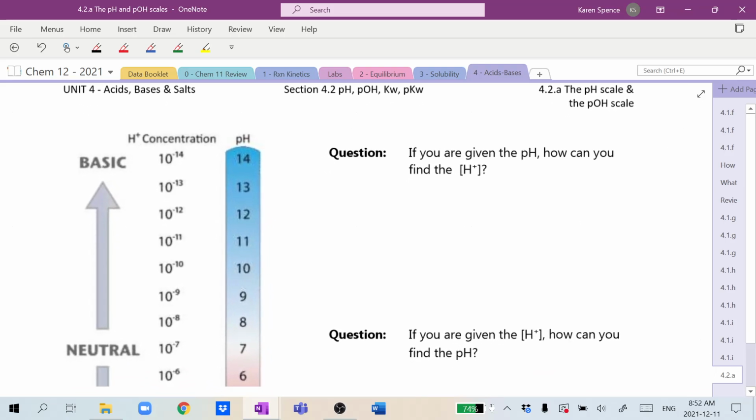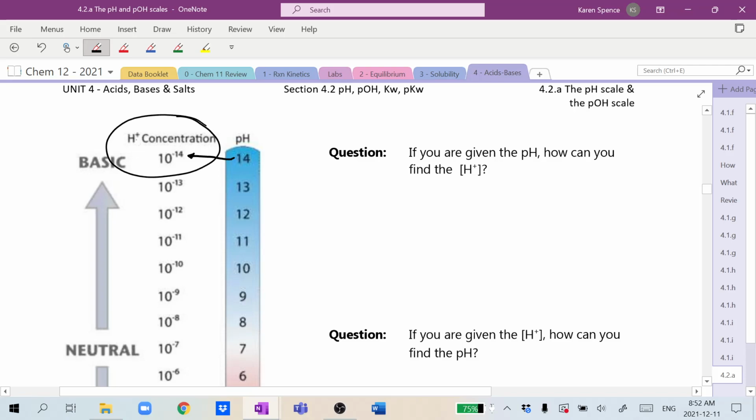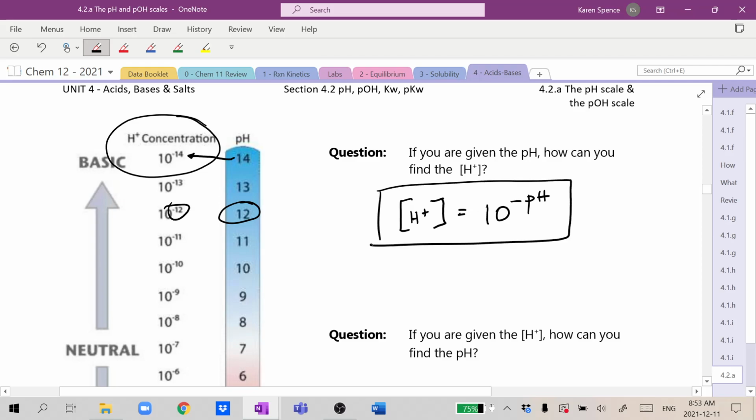If you are given the pH, how can you find the hydrogen ion concentration? So how do I take 14 and get 10 to the negative 14? So how can I calculate hydrogen ion concentration if I'm given the pH? Well, all I do is I take the pH and I raise 10 to the power of whatever the pH is, but I make it negative. So hydrogen ion concentration is 10 to the negative pH. Cool, yes?